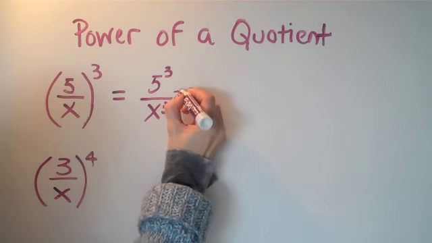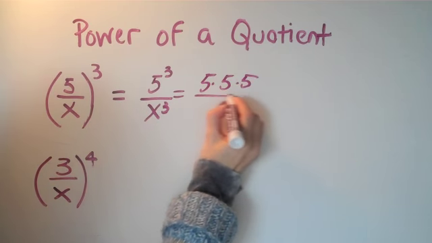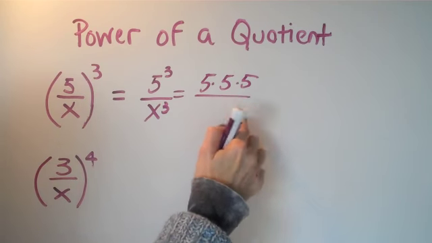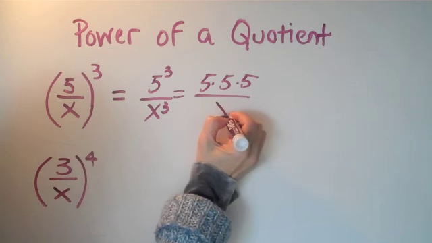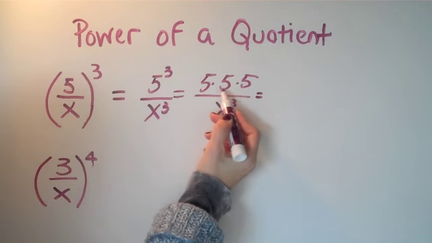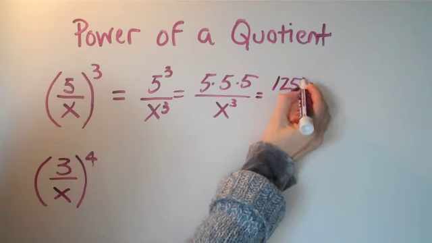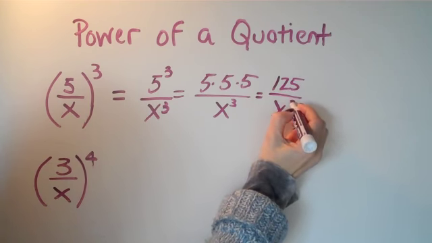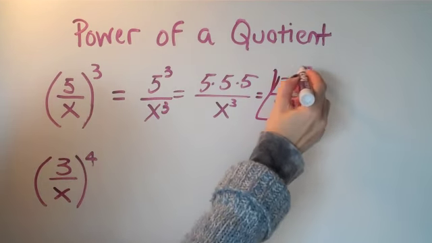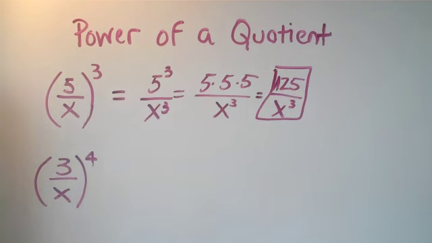Well, now that's pretty simple to figure out. It's just 5 times 5 times 5 over x to the 3rd power, which would be x times x times x, right? Which ends up being just x to the 3rd power, so we really don't need to do anything with that. 5 times 5 is 25, times 5 is 125, and over x to the 3rd power, and that ends up being our final answer there. That's 125 over x to the 3rd power.